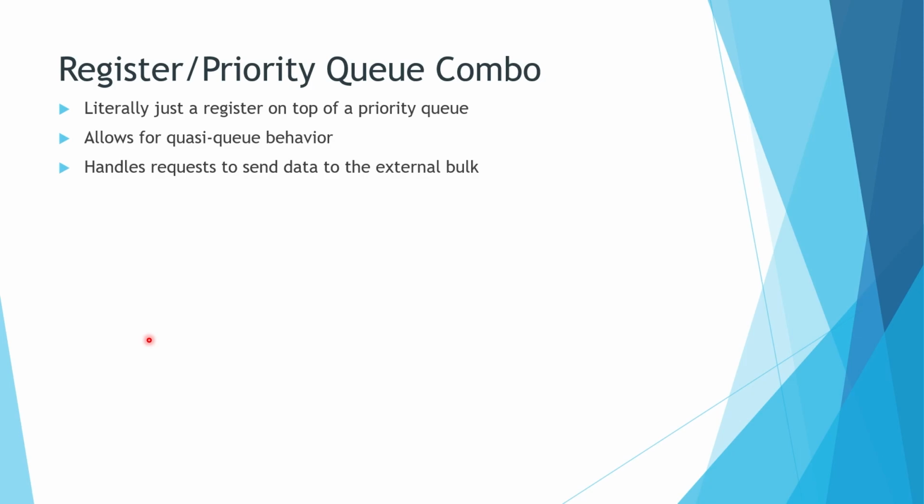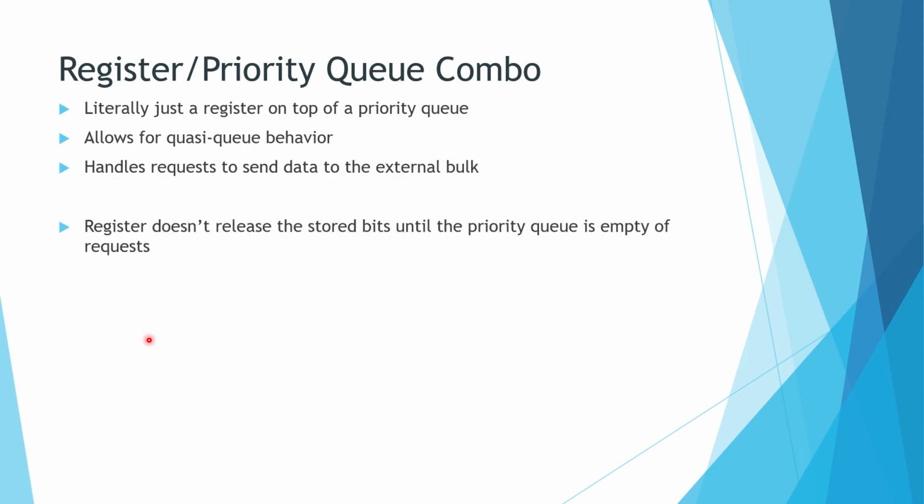So the way this works is we have the register, inputs come into the register. If the priority queue is empty, we're going to send those bits in the register through to the request inputs on the priority queue. And at that time, the priority queue will be full. So we're going to de-enable the register. So any new inputs will just be stored until the priority queue is empty.